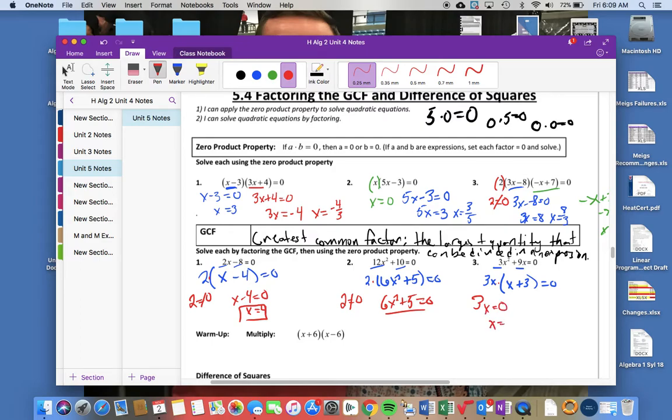so you've got 3x equal to 0. Divide by 3 on each side. Get x equals 0. Then you've got x plus 3 equals 0. Subtract 3 on each side. And x equals negative 3.